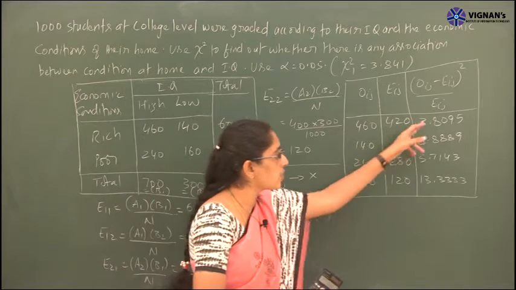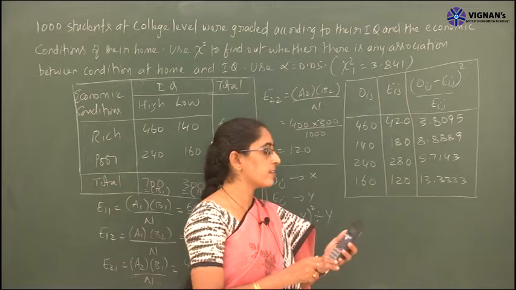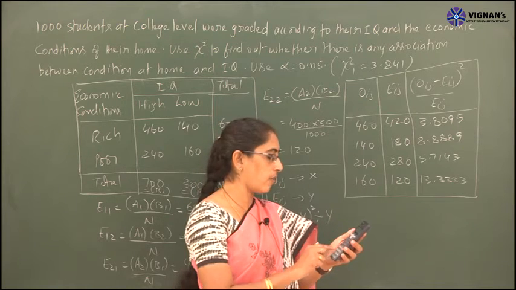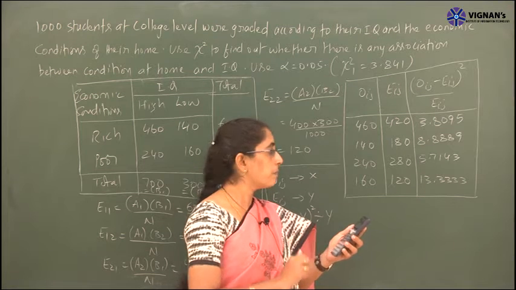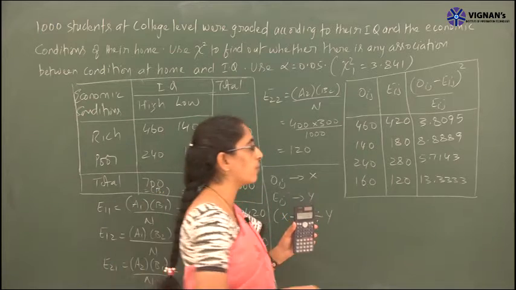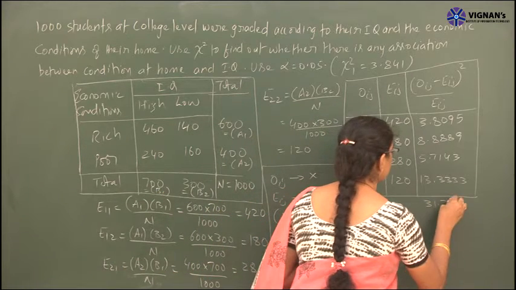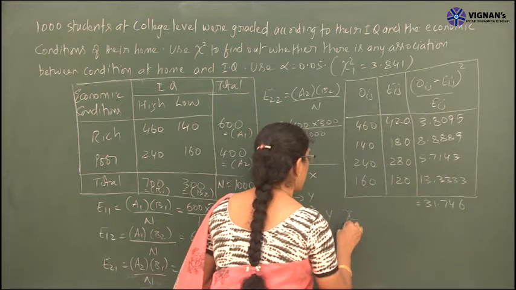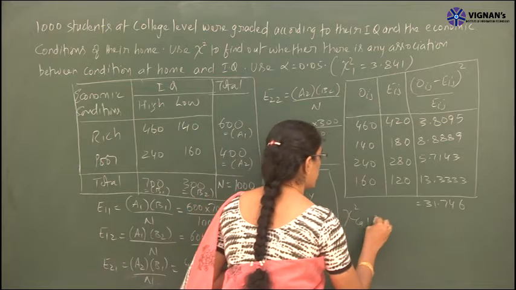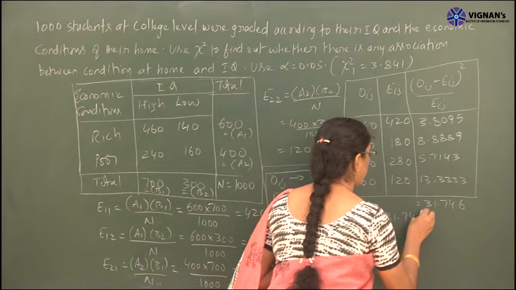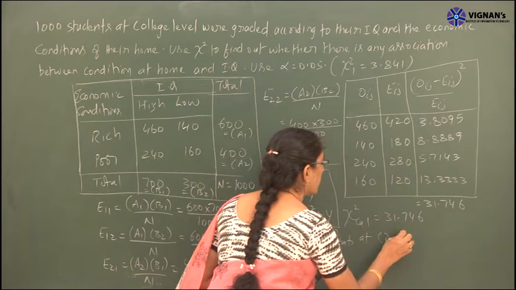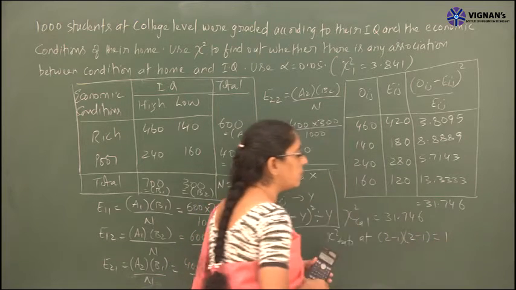So now we have to add all these four values: 13.3333 plus 5.7143 plus 8.8889 plus 3.8095. So it is 31.746. So chi-square calculated value is equal to 31.746. Now chi-square tabulated at 2 minus 1 comma 2 minus 1, which is equal to 1 here.